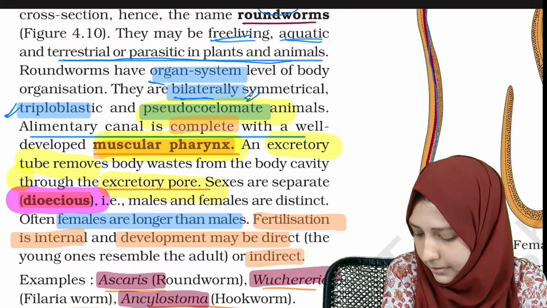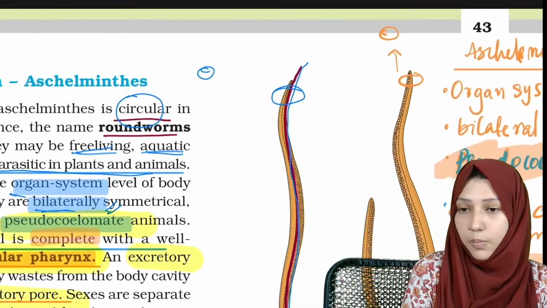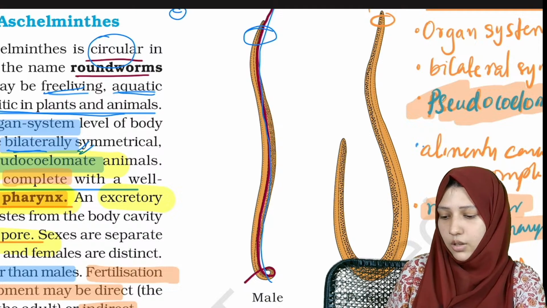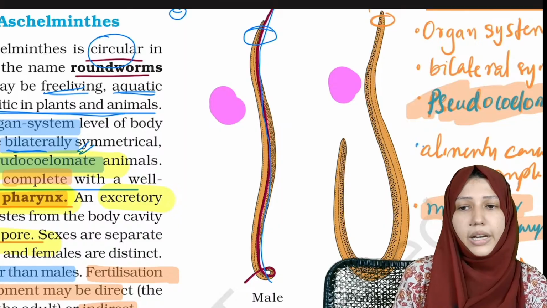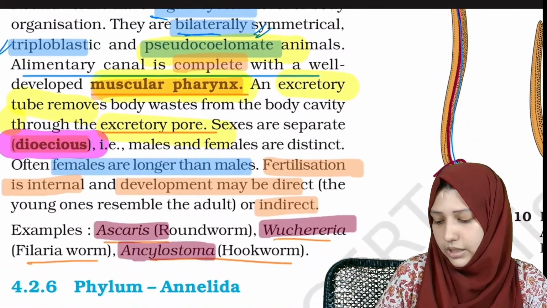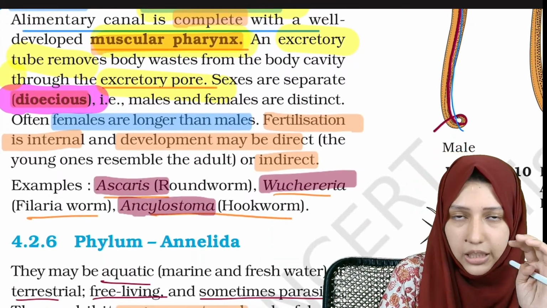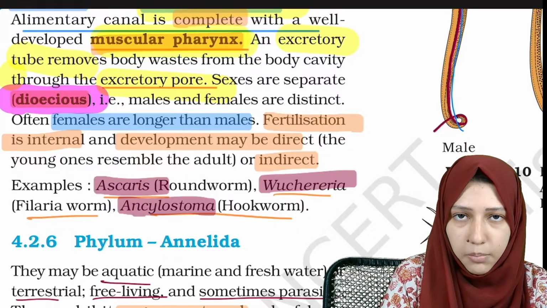Okay, and often females are longer than males. Just see the picture and you will get it. The first picture is male and the second picture is female. The female is longer than male. So, in Aschelminthes the female organism is longer than the male organism. And now the fertilization is internal, and development can be direct or indirect. Okay, both can be there.